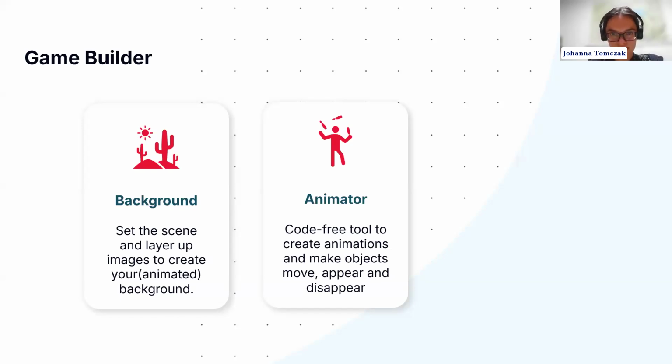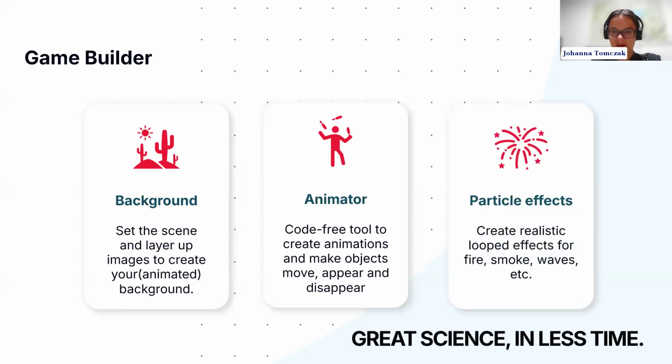And the third tool, which I find really interesting in Game Builder, is the particle effects. Now, this might all seem very dry at the moment. I'm going to show you in just a moment what this looks like visually and how you can create those games in Gorilla Game Builder. The particle effects would allow you to create realistic looped effects, for example, to create an imitation of fire, smoke, or waves. And we're going to have a look at that.